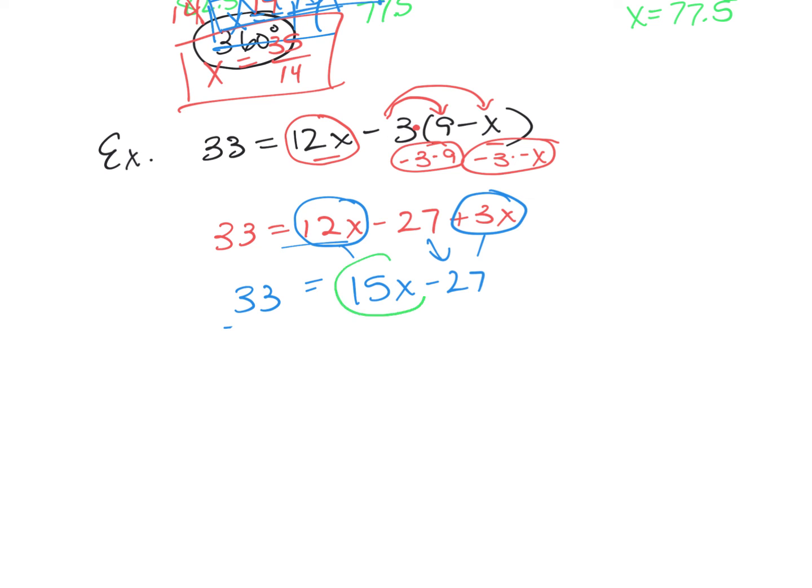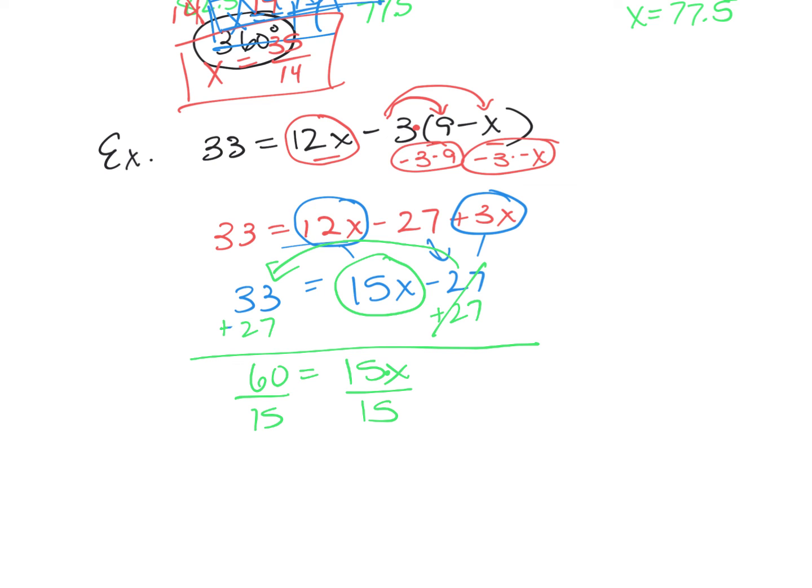Okay, so we're going to circle our variable. We want to move the 27 over. It is a negative 27. So I want to add it. That's the inverse operation. So I want to add 27. When I add 33 and 27, I get 60 equals 15x. 27 and negative 27 cancel out. We're going to divide by 15. 15 divided by 15 is 1. 60 divided by 15 is 4.